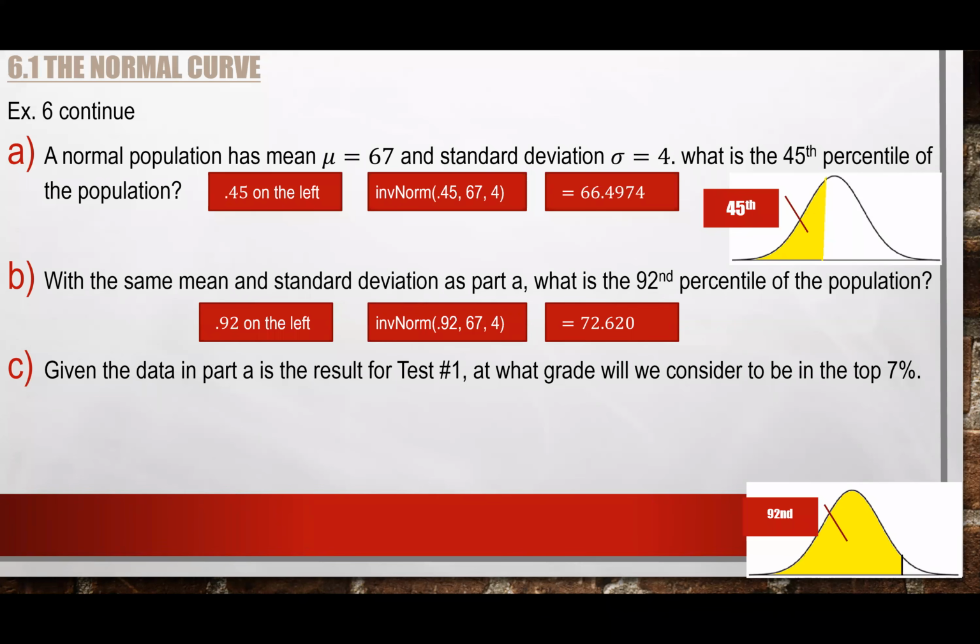Meaning if you score 72.62 points on your test, you will be at the 92nd percentile. You are better than 91 other people, your position is the 92nd. Basically, the position from the left is the 1st, the 2nd, the 3rd, up to the 92nd percentile. So in other words, percentile is just the area or the percentage to the left of your data.